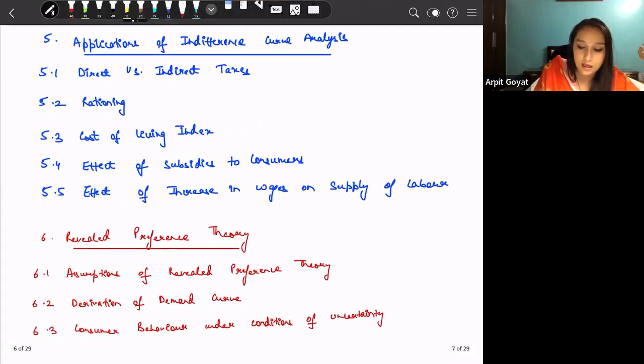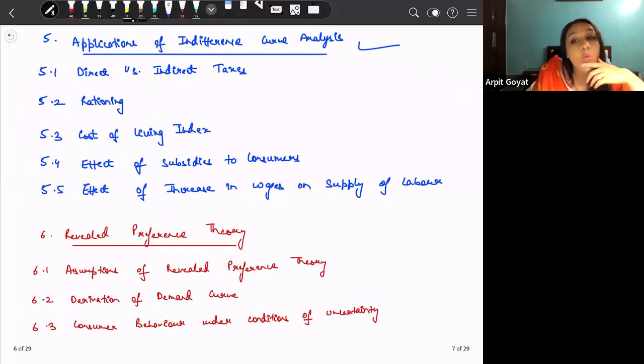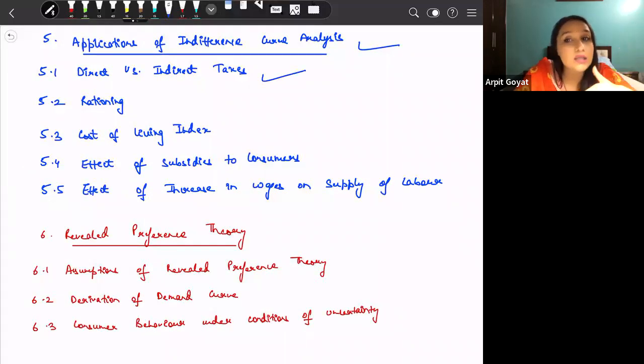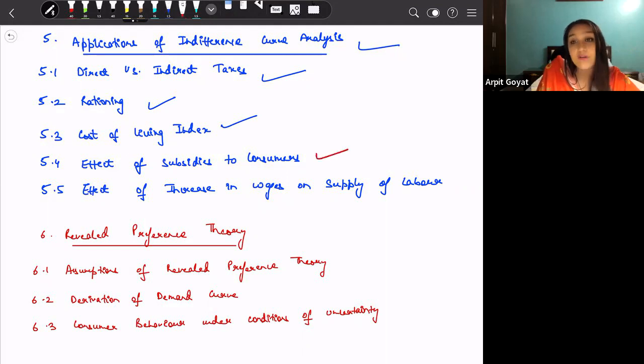Next, after understanding the basic theory, we will discuss the applications of indifference curve analysis. What do we mean by direct versus indirect tax, and how can we understand the effect of this direct tax and indirect tax on the consumers? Then we will discuss rationing. जैसे food rationing होती है ना, वो indifference curve के थ्रू हम समझेंगे क्या impact होता है consumers पे. Then we'll discuss cost of living index with the help of indifference curve. Effect of subsidies given to the consumers.